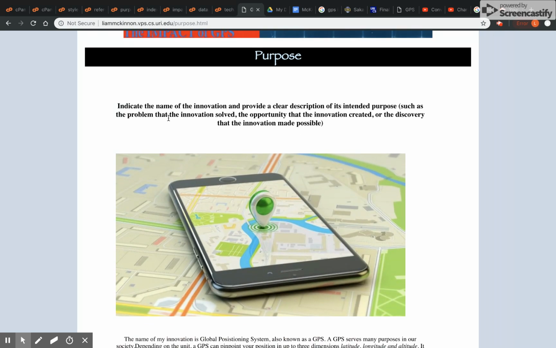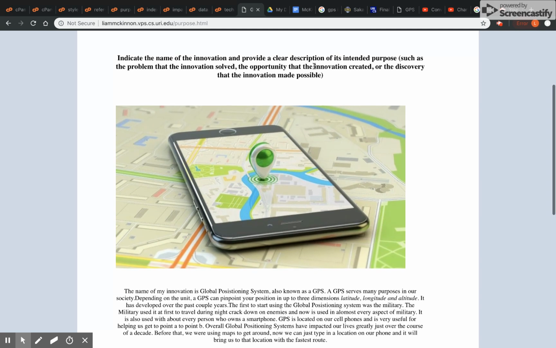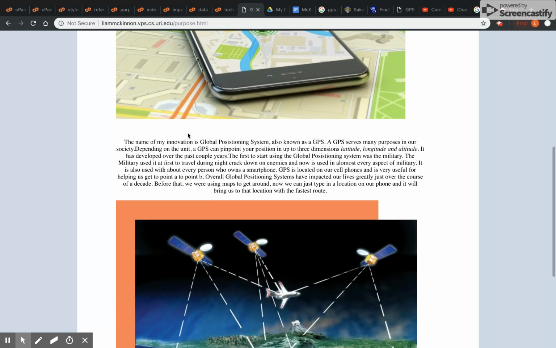The prompt says to indicate the name of the innovation and provide a clear description of its intended purpose, such as the problem that the innovation solved, the opportunity that the innovation created, or the discovery that the innovation made possible. So here's my response.